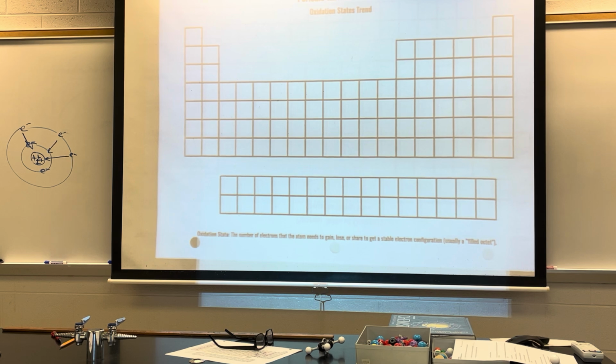What's the key word? Electrons in an ionic bond. Come on, 8th grade, dig it up. Say it again. What happens to electrons with a metal and a non-metal bond?